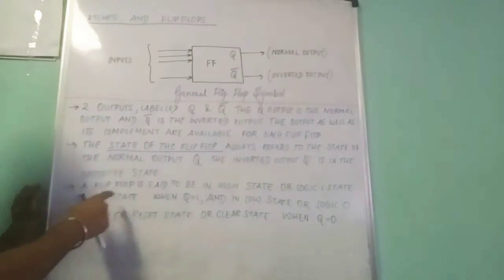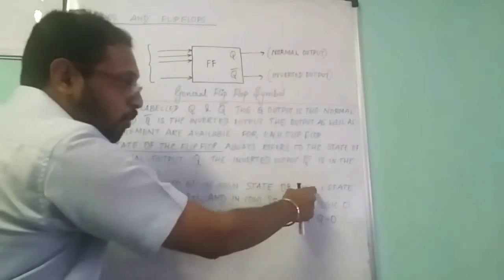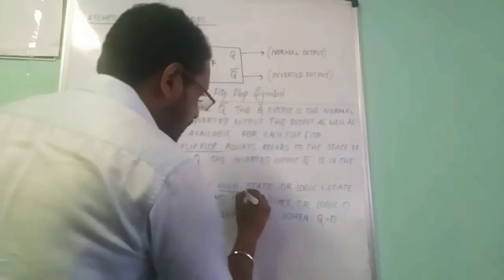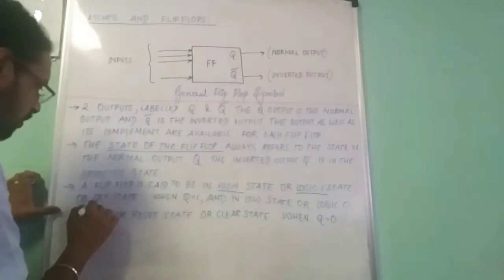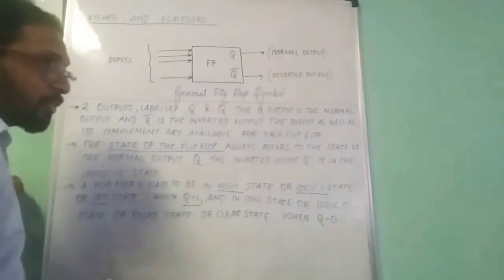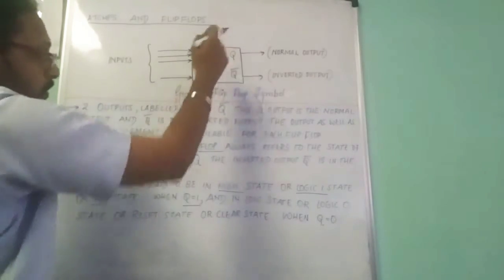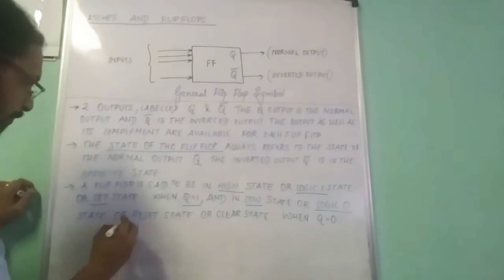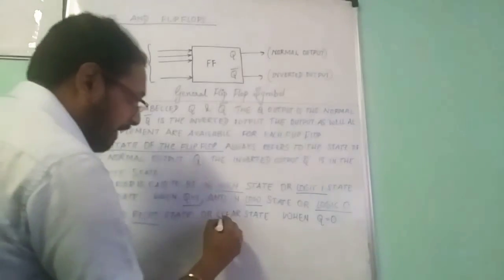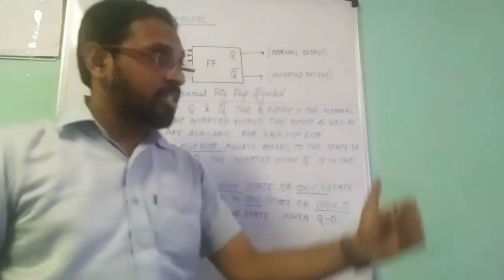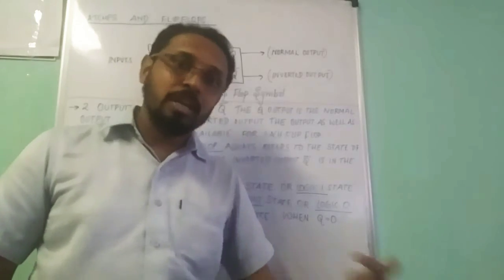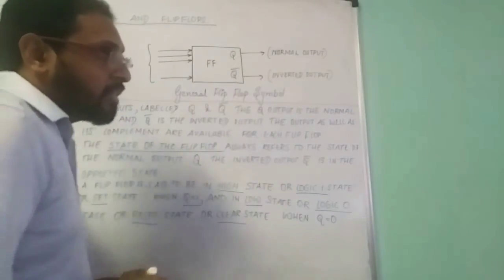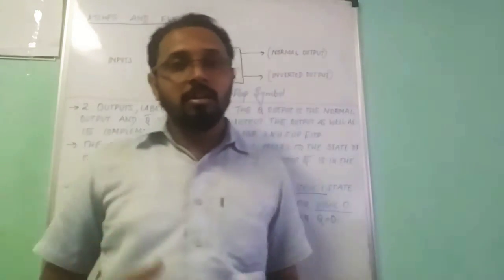In particular, the flip-flop is said to be in high state, logic 1 state, or set state when Q is equal to 1. Okay, that is, this value is equal to 1. And in low state, logic 0 state, reset state, also we have a clear state. We can say that it's in low state, logic 0 state, reset state or clear state when Q is equal to 0. When the value of Q is equal to 0, we say that it's in the low state.